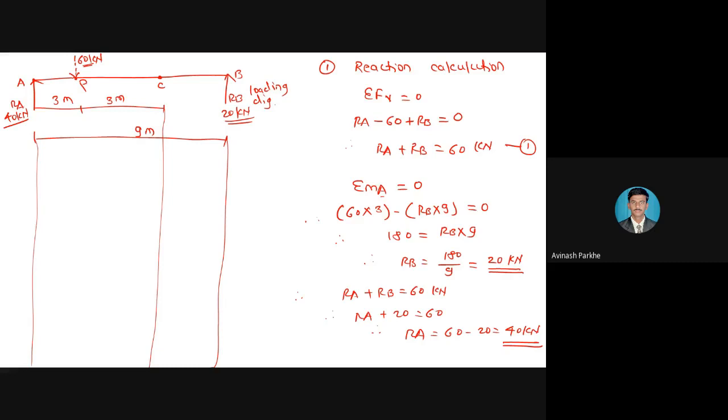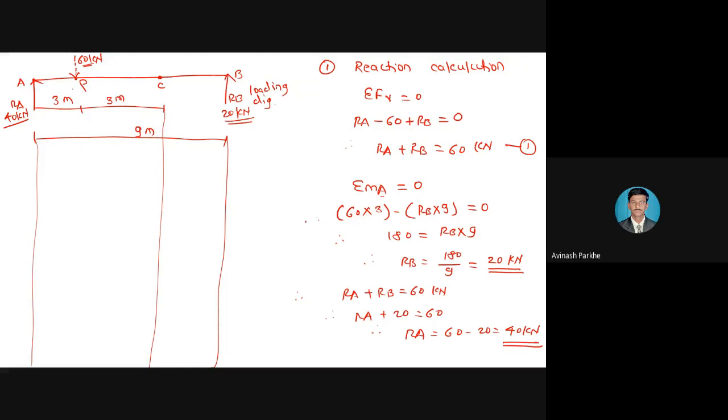Don't take the shear force at this particular point P. Whatever the point load I have represented, 60 kilonewton, don't calculate the shear force at P. This is the point which we have represented for our understanding. What we have done, we have converted the UDL into a point load, and that UDL point load we have represented at this particular point P, that means the center of the 6 meter distance. But this is not an original point which is given in the figure.